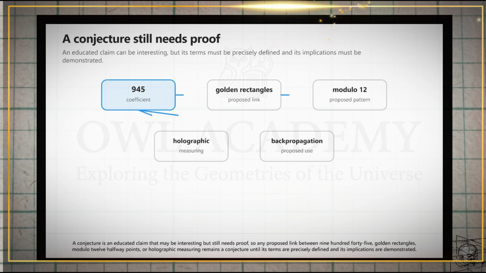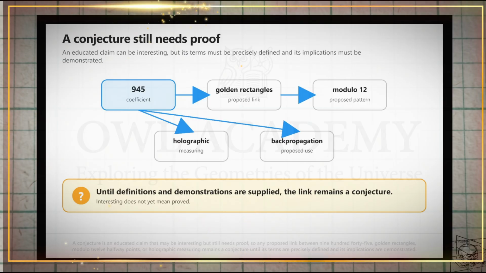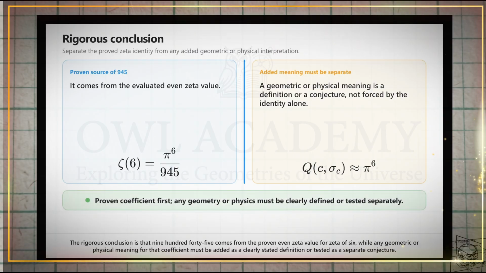A conjecture is an educated claim that may be interesting but still needs proof, so any proposed link between 945, golden rectangles, modulo 12 halfway points, or holographic measuring remains a conjecture until its terms are precisely defined and its implications are demonstrated. The rigorous conclusion is that 945 comes from the proven even zeta value for zeta of 6, while any geometric or physical meaning for that coefficient must be added as a clearly stated definition or tested as a separate conjecture.